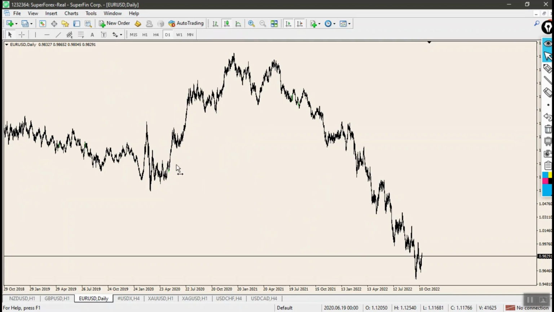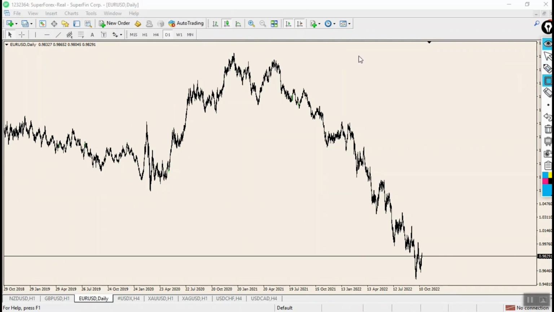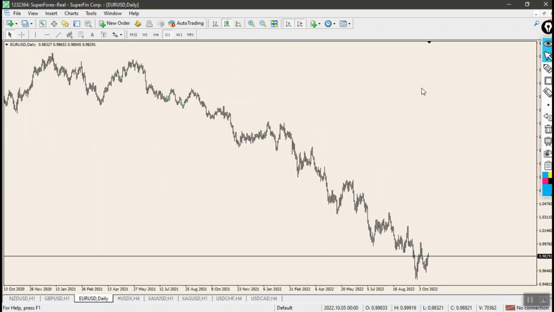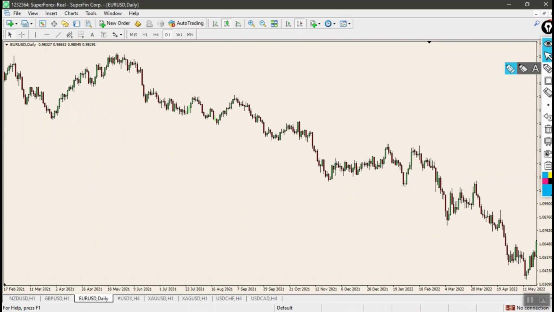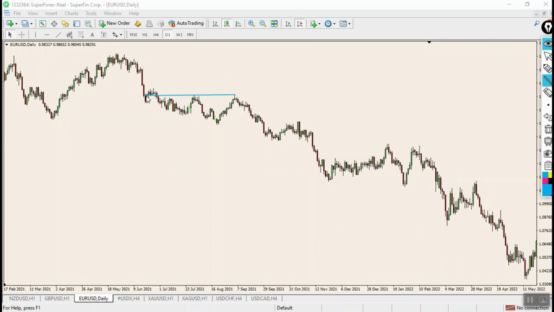All right, we have a double top up here. From the double top, we've been experiencing sells like nobody's business. If you zoom in, you'll see continuation patterns galore. We have a continuation pattern here, another one here, and another one here.